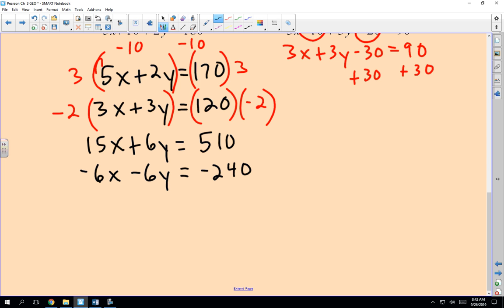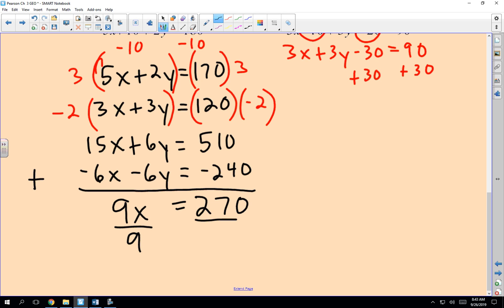So I'm just distributing that 3 across the top and the negative 2 through the second equation to create two equations, put a line underneath it. What I'm doing is adding these two. I've got 9x, the y's are eliminated, hence the name. And then 510 minus 240 is 270. And then if I divide by 9 on each side, I've got x equals 30.